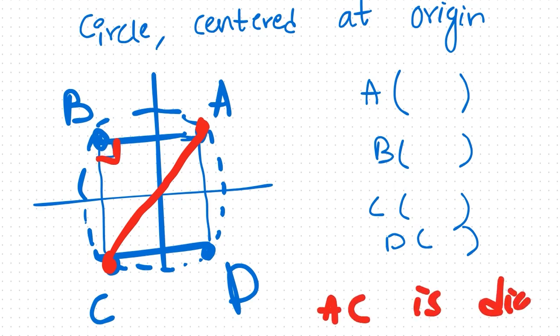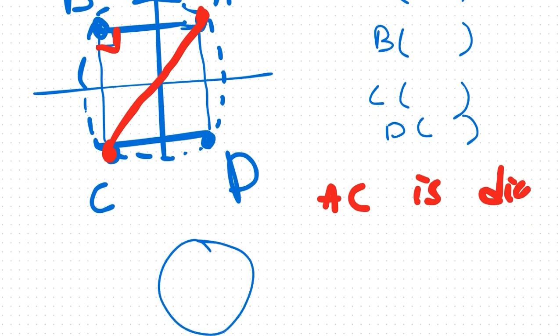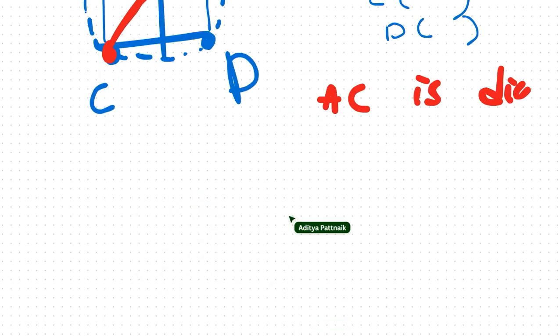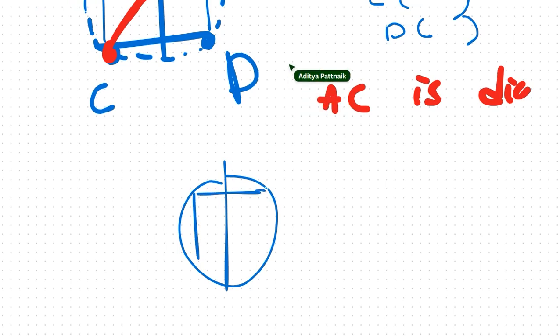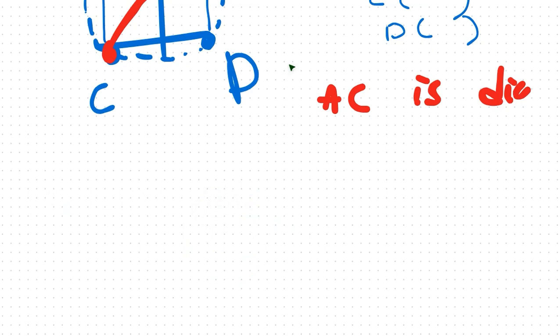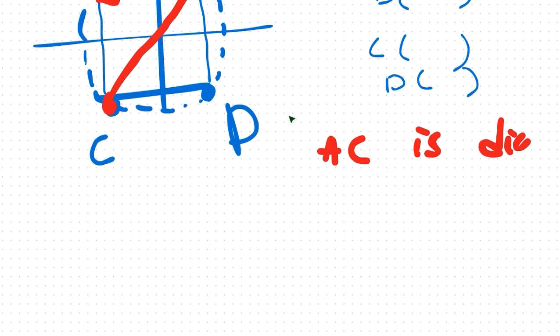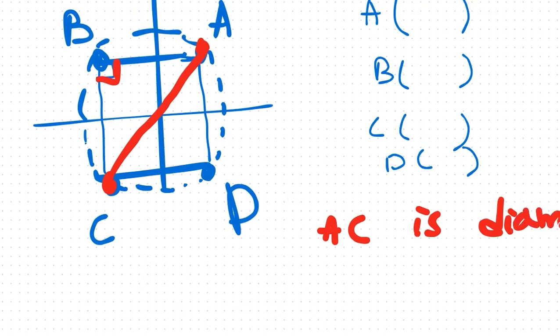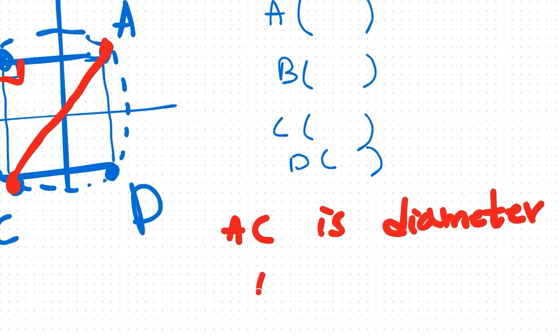AC is the diameter. Initially we don't know if the diagram is symmetric throughout. Let's say this is something like this. Another angle may not be like this, it will be like this. So to understand that, AC is the diameter because angle B is 90 degrees. Diameter of the circle.